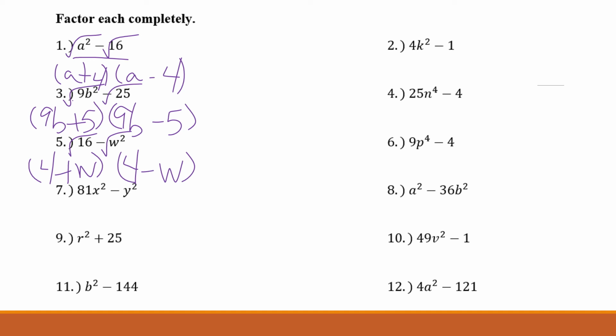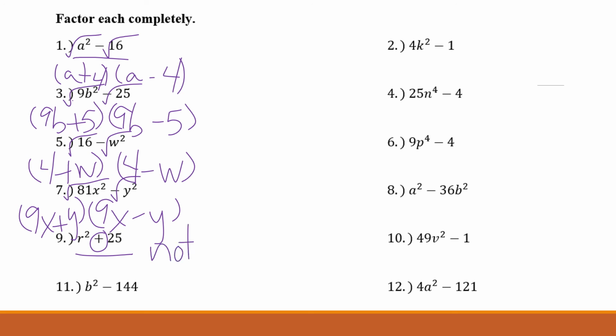Okay, number 7. Again, it's a binomial with subtraction, so set those parentheses up. The square root of 81x squared is 9x, so put that in front. And the square root of y squared is y, so put that in the back, and 1 is adding and 1 is subtracting. Okay, number 9, looking at this binomial, it has adding here, which means I cannot use this method. So this one is not factorable. So anytime you see that binomial with a plus sign, you cannot use DOS because this is for the difference of squares, not the addition.